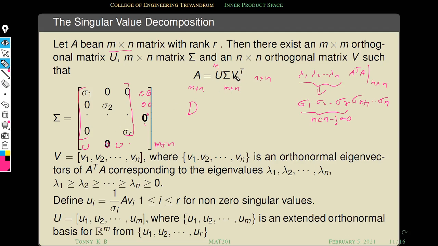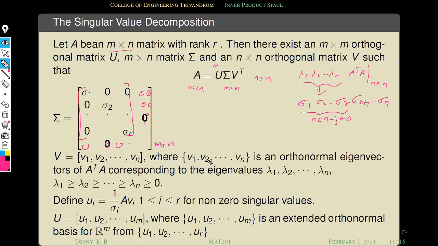Then how to construct V? The construction of V is also easy. V is the matrix with columns v1, v2, etc. v1 is the first column, v2 is the second column, etc., vn is the nth column. They are the orthonormal eigenvectors of A transpose A. Already we have seen how to find them. First you find the eigenvectors, then normalize them.